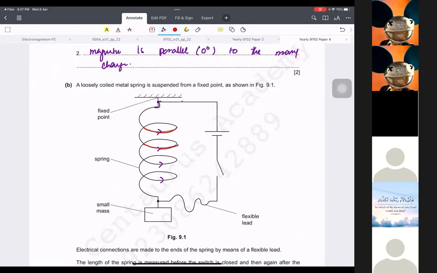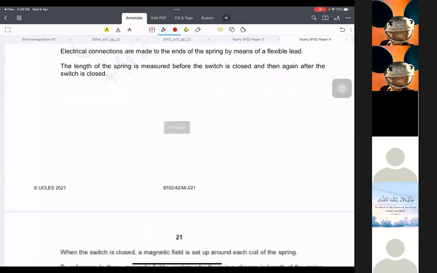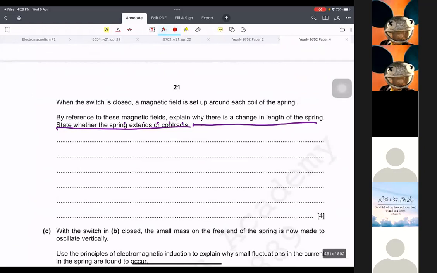this is also in notes. So if you look at this portion only, so you realize that basically current is going in the same direction, so they will attract each other. So it means these are going to come closer, it is going to contract, okay? All right. So now the point is, what do we write for 4 marks?